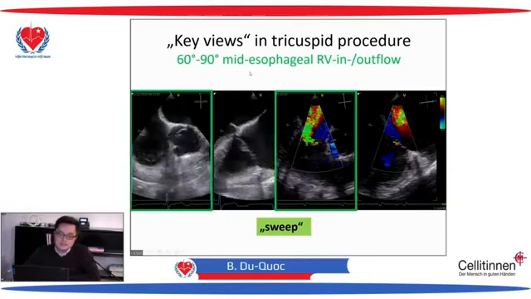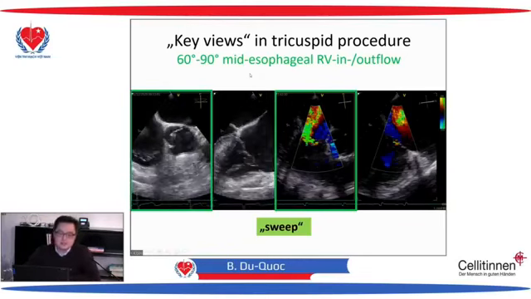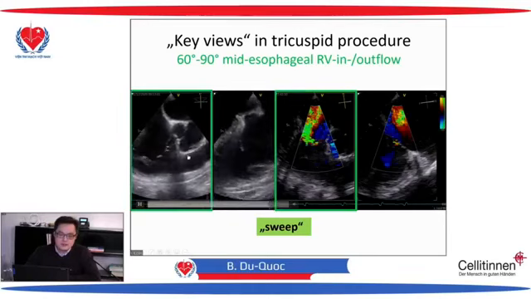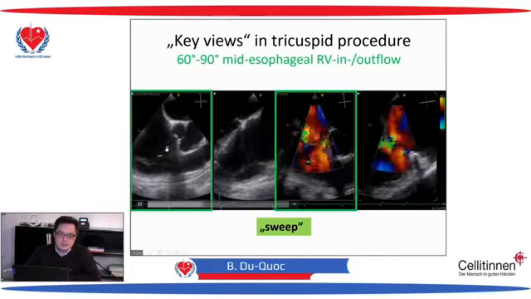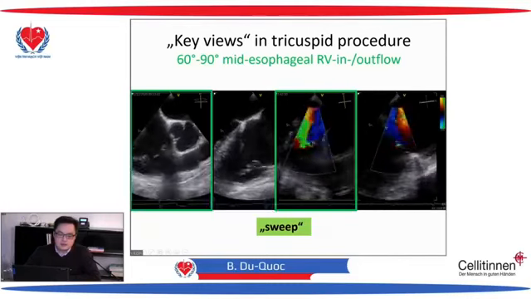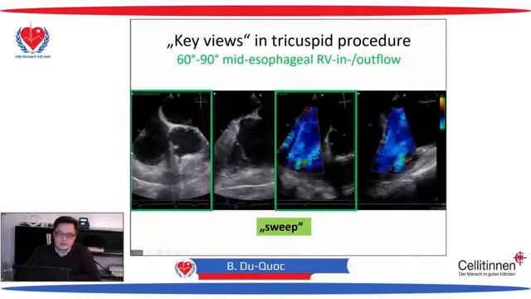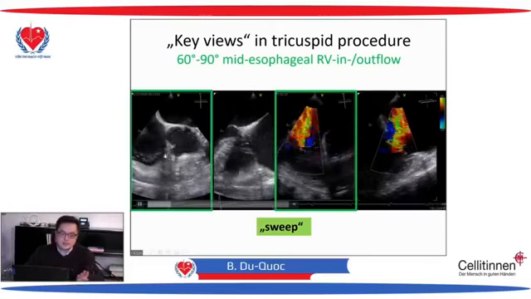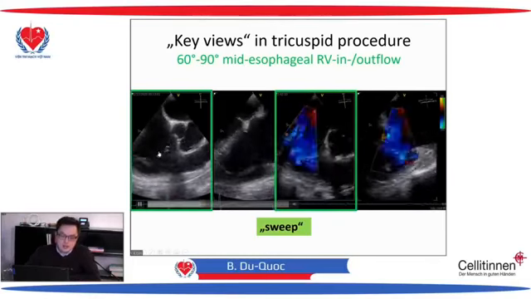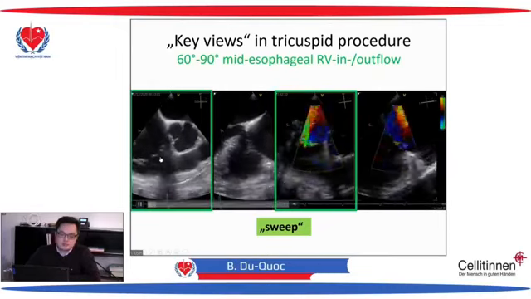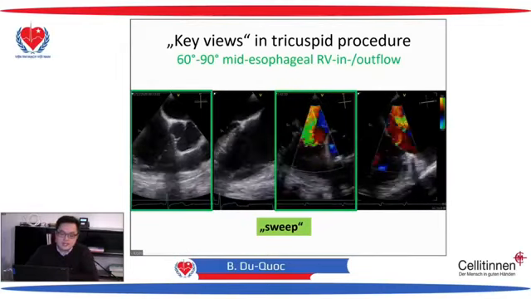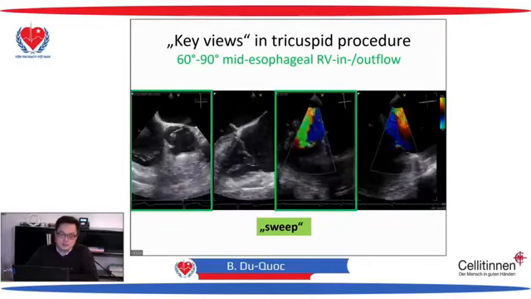In the assessment to check the feasibility for TriClip, we used to do this sweep maneuver. This means that we do the biplane from the aortic root to the lateral side, respective to the posterior side. And if you slow down this loop, you can analyze the coaptation zone. You can measure your coaptation gap and see everything I told you before.